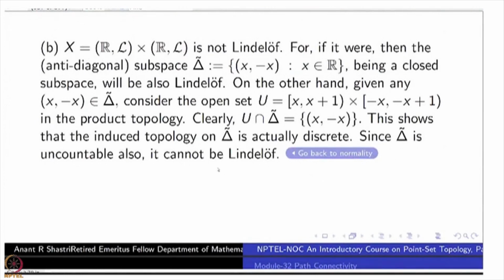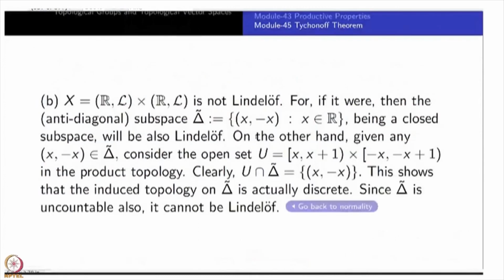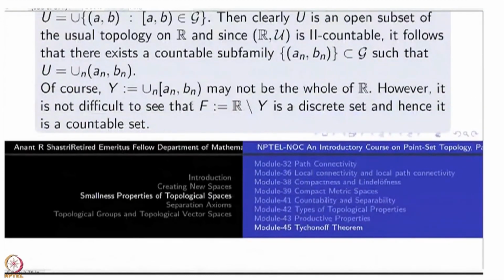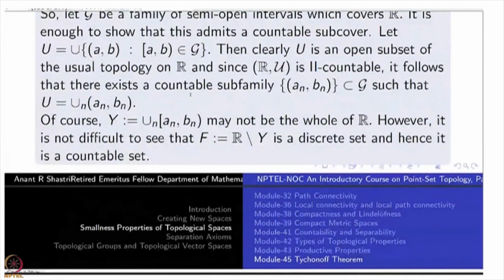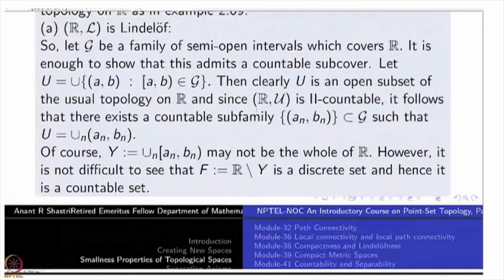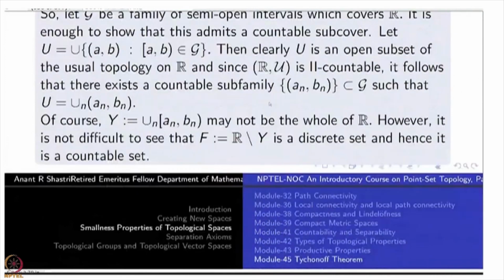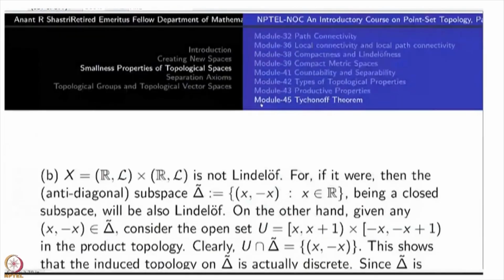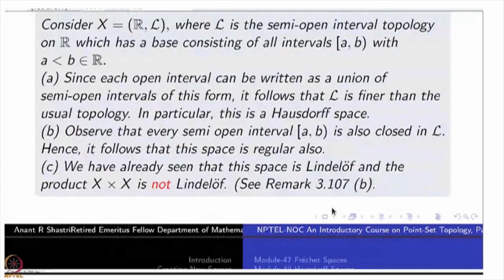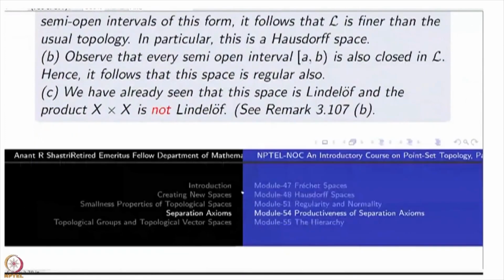Therefore, you can deduce a lot of things. Of course, this space itself is Lindelof, we have seen. So this was not all that trivial. You have to use the second countability of the usual topology and so on. But I don't have to repeat that. We have seen that the space is Lindelof, but the product is not Lindelof. All right.